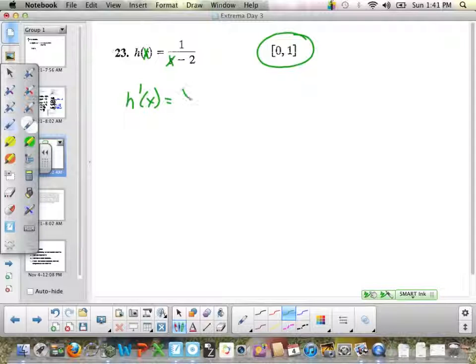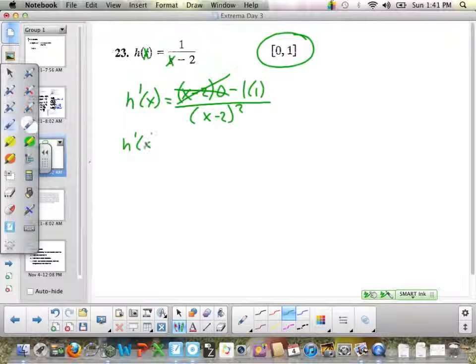We'll do the bottom function times the derivative of the top minus the top function times the derivative of the bottom, all over bottom squared. All right, this is a 0, so that'll just kind of cancel off. We got h prime of x equals 1 over x minus 2 squared.